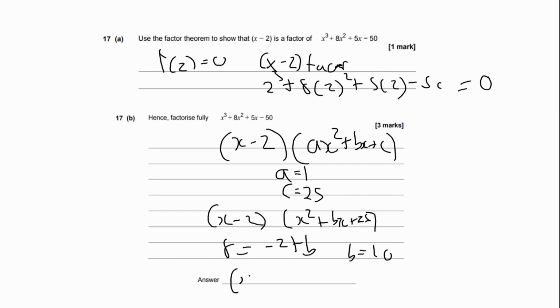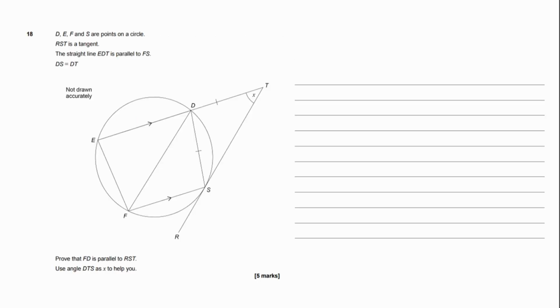So writing this out fully, x minus 2, x plus 5, and x plus 5. If you're wondering where the x plus 5 and the x plus 5 came from, that's just the quadratic factorized again. Because the question asks us to factorize fully, we've got something like this.